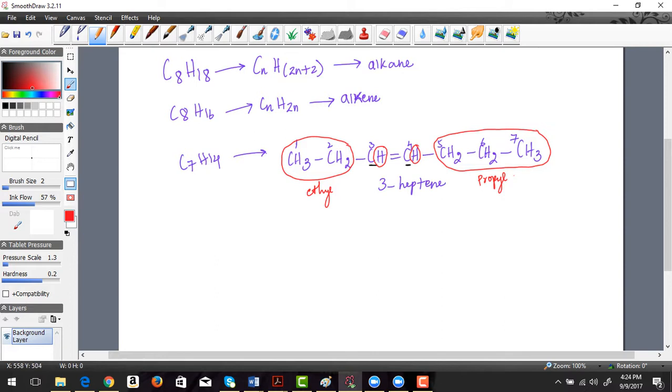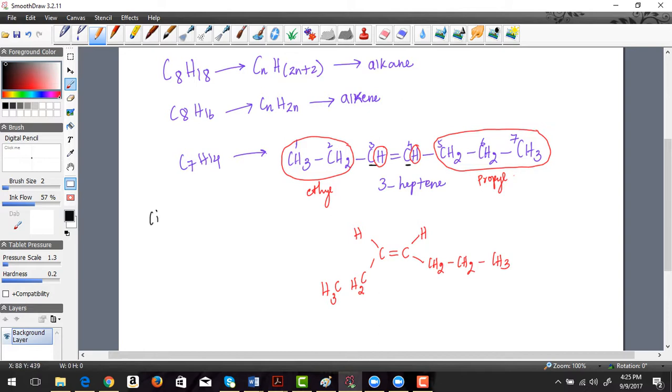Now if you write it, this carbon is attached to a hydrogen and to a group. It really doesn't matter which order you write it, just write it in one order or the other, and I'm going to write exactly the same way for the other one. Now we have to determine whether these groups are cis to each other or trans to each other.